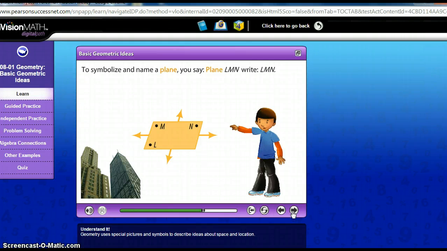To symbolize and name a plane, you say plane LMN. Remember, a plane goes on forever. That's what these arrows are showing us. And you pick your points. So you could say LMN. Just like with the line, you could also say plane NML.